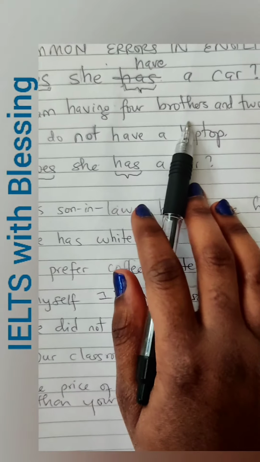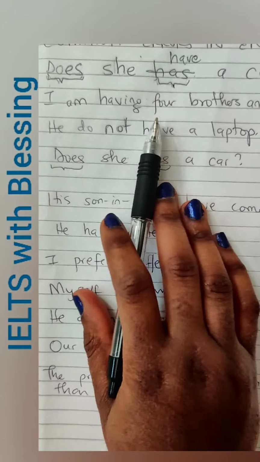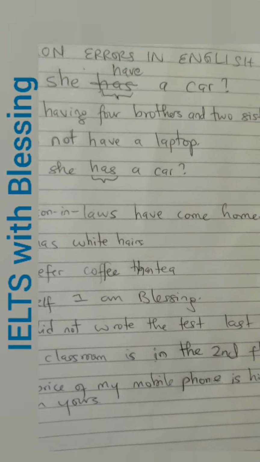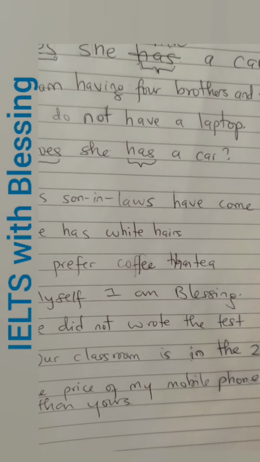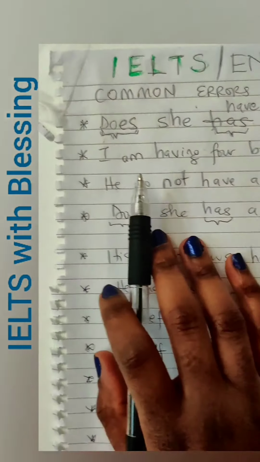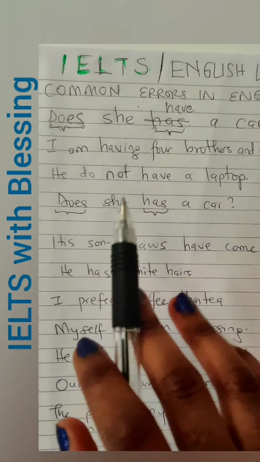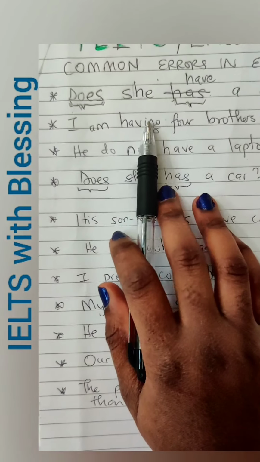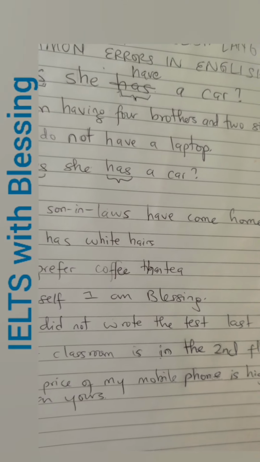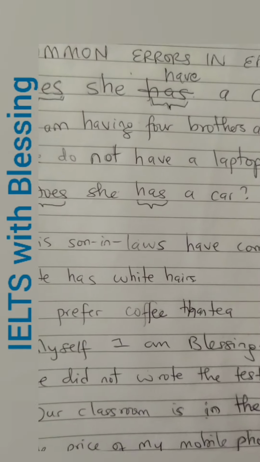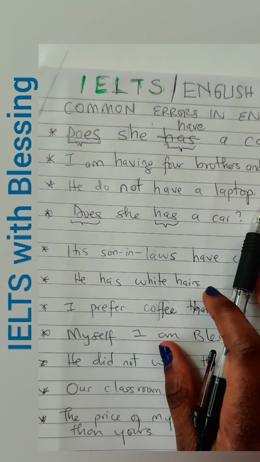I am having 4 brothers and 2 sisters. So what is wrong with this statement here? When you're in a pragmatic situation, usually it's better for you to use a simple tense, like I have 4 brothers and 2 sisters, rather than using a present continuous tense.